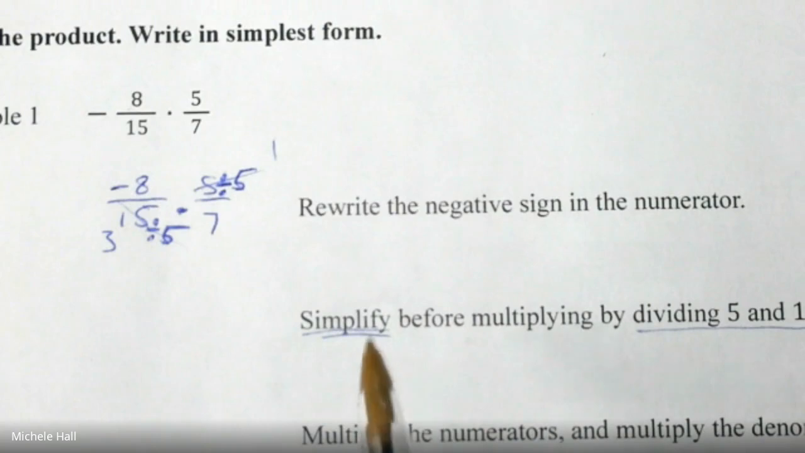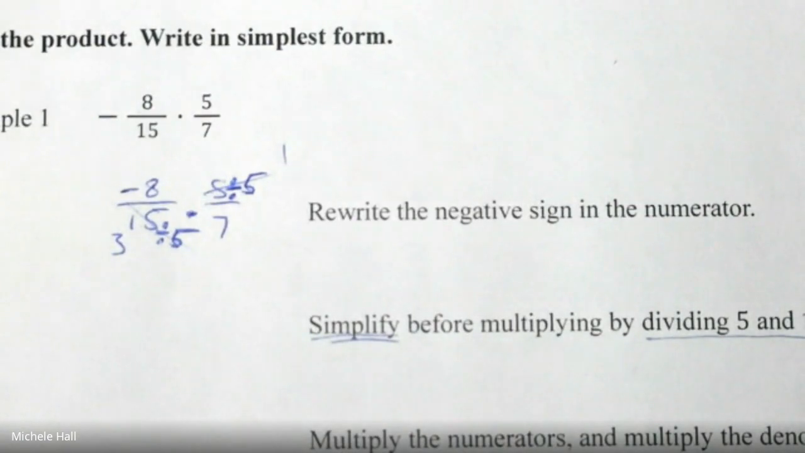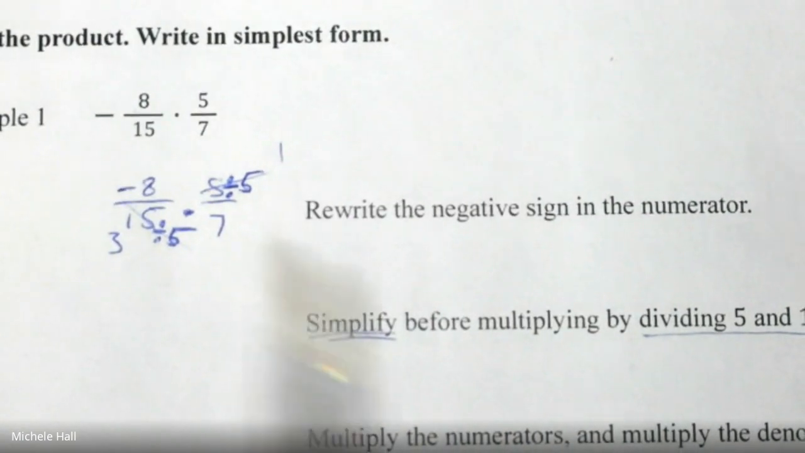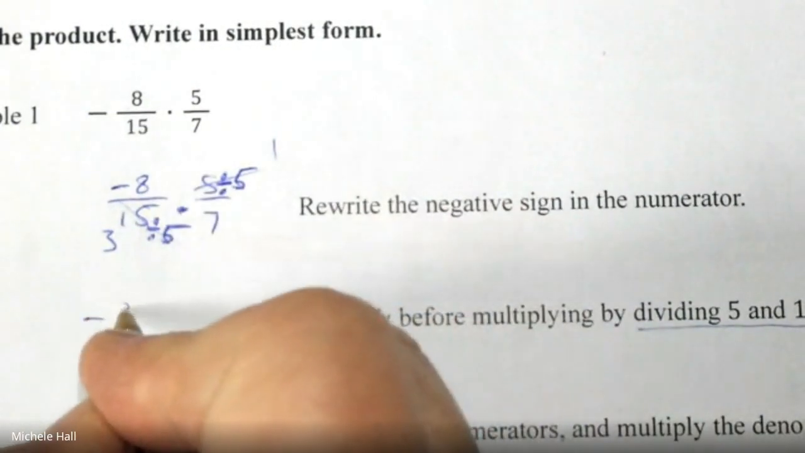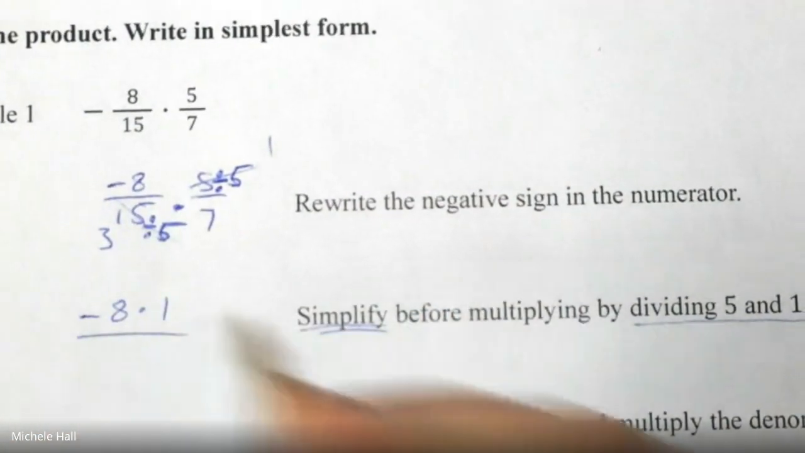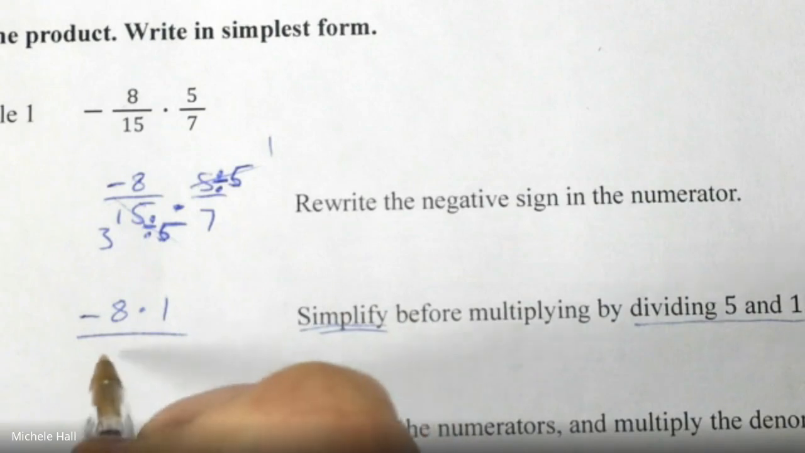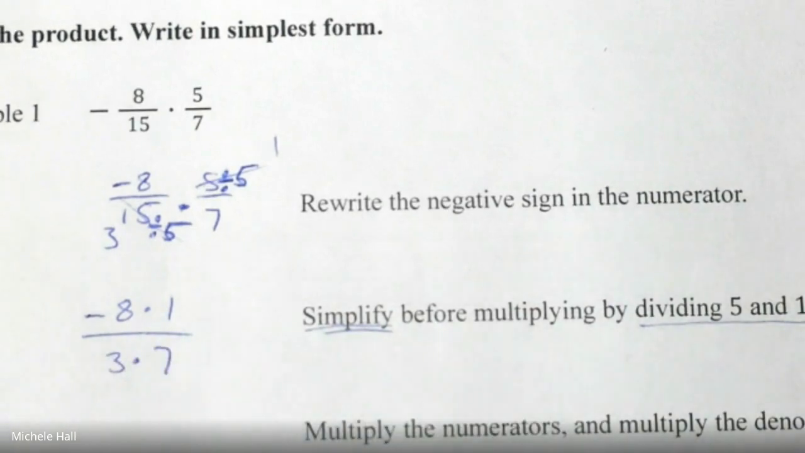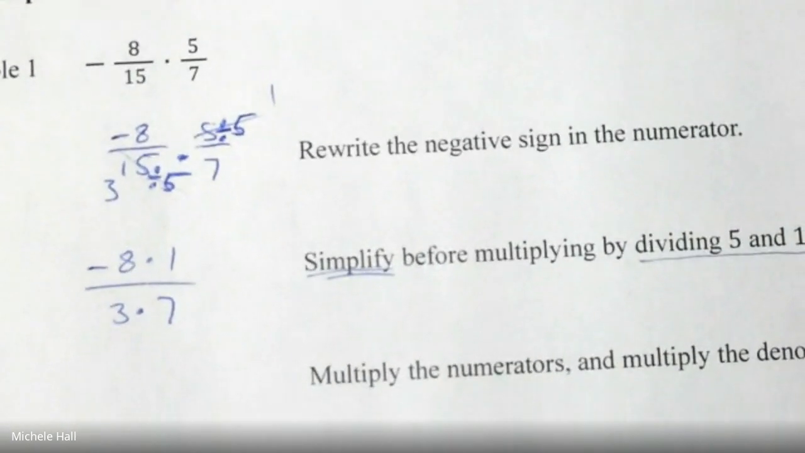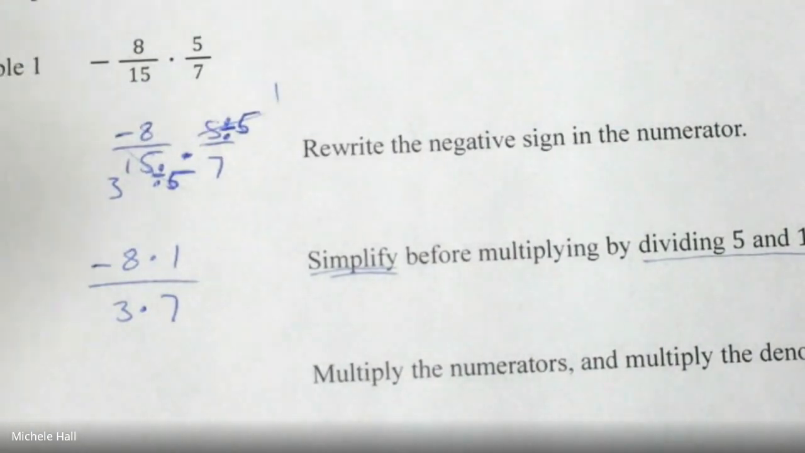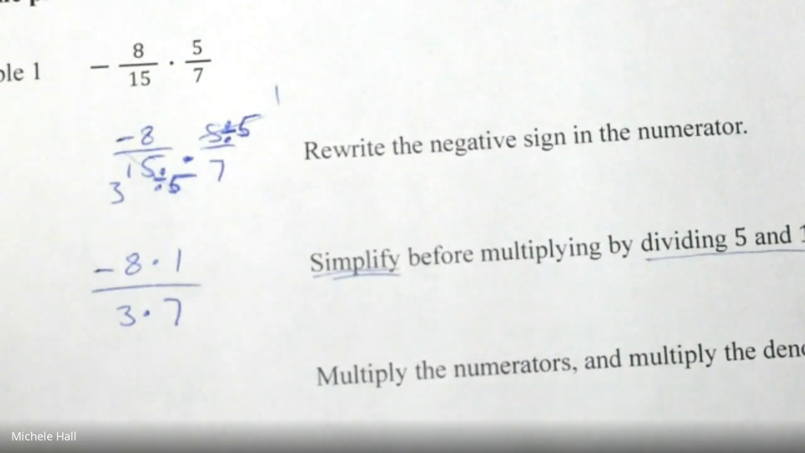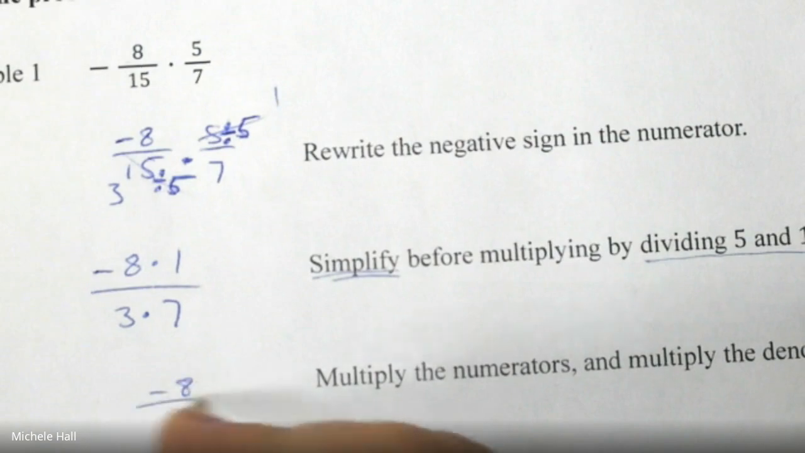All right, so I did that. Now I'm just going to multiply straight across. 1 and 3 don't have a common factor. 8 and 7 don't have a common factor. So the next step says that you multiply the numerators and multiply the denominators. I'm going to show that I'm doing negative 8 times 1 and 3 times 7. I'm just showing it so that I can see the steps. Then I give my final answer, negative 8 times 1 and 3 times 7.